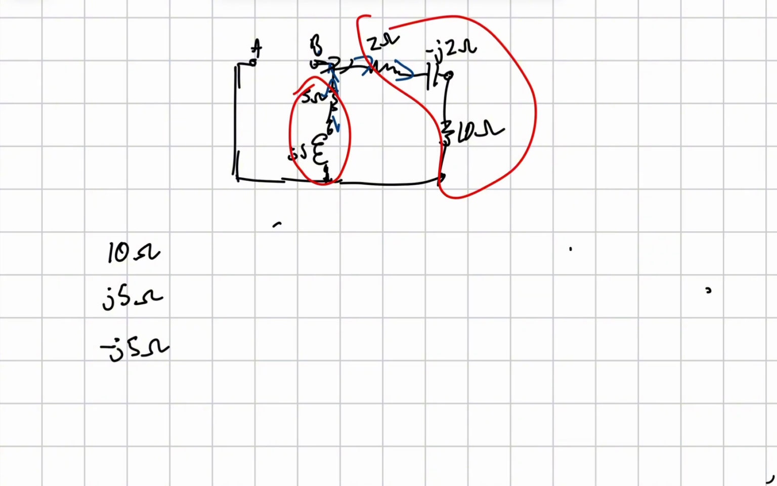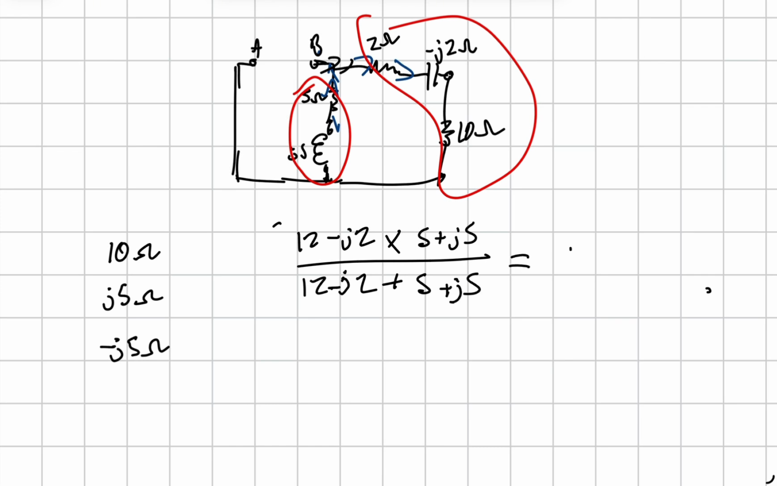So it would be 12 minus J2 times 5 plus J5 over 12 minus J2 plus 5 plus J5. There you go. Put that in the calculator. That will be about 4.98, 25.53 degrees. However you round it.